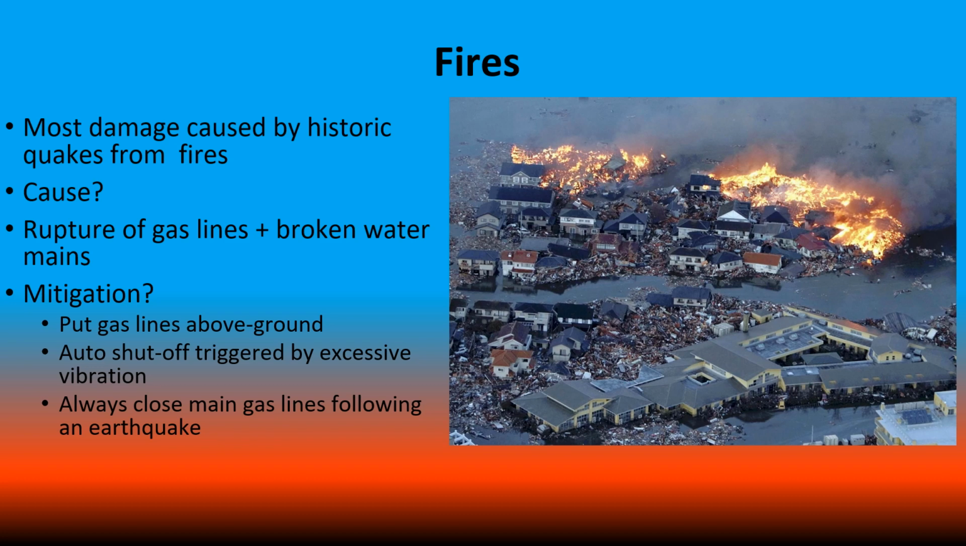And if there is gas in the lines and it ruptures, the fire will burn out what's left in the lines quickly without a continual source of gas feeding that fire. And similarly, they'll close main gas lines following an earthquake too. So in addition to auto triggers, municipalities are quick to run around and try to close all those lines as soon as possible to prevent any fires from continuing to burn after the earthquake.